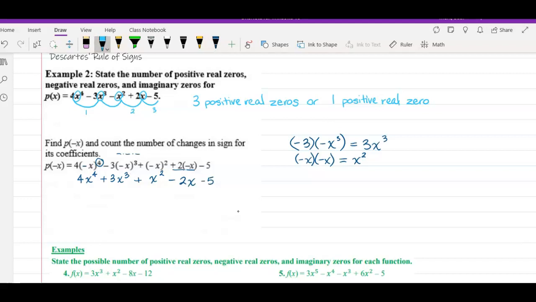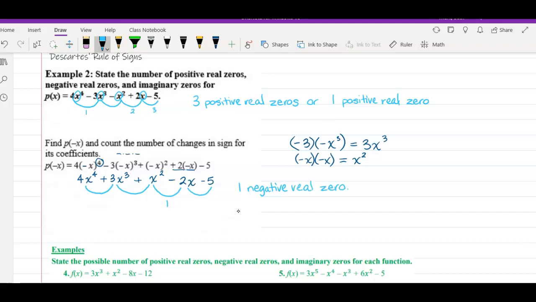So now we're able to look for some sign changes. Going from the first term to the second term, no change. From the second term to the third term, no change. They're both positive. Going from the third term to the 4th term, we have a sign change. And going from the 4th term to the 5th term, no change. So that means there could be 1 negative real zero.